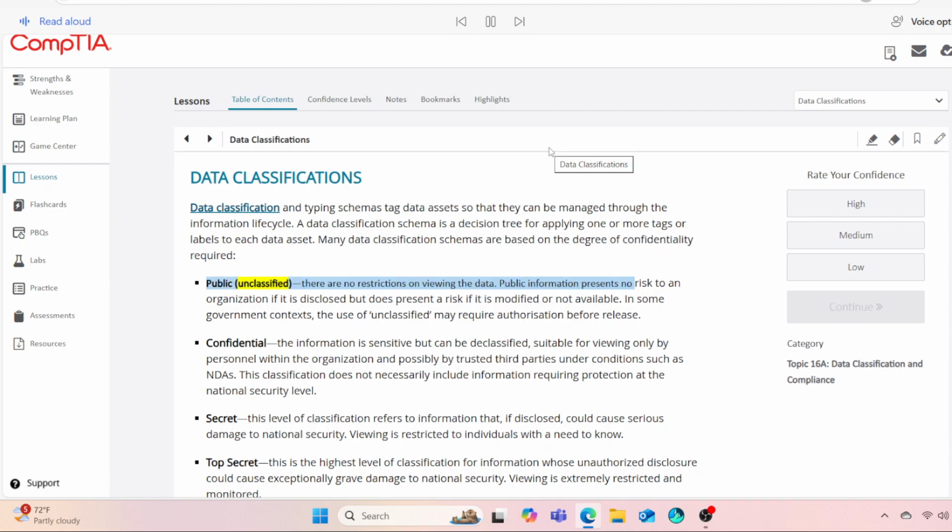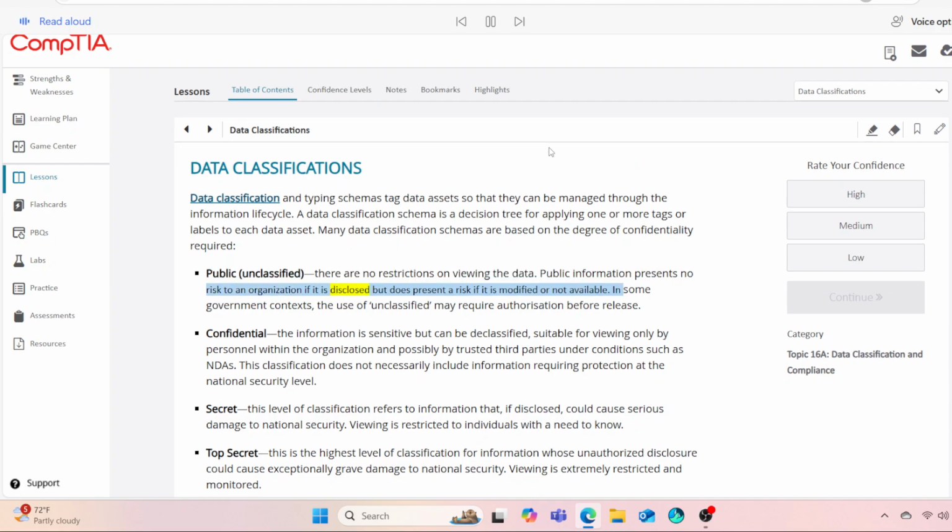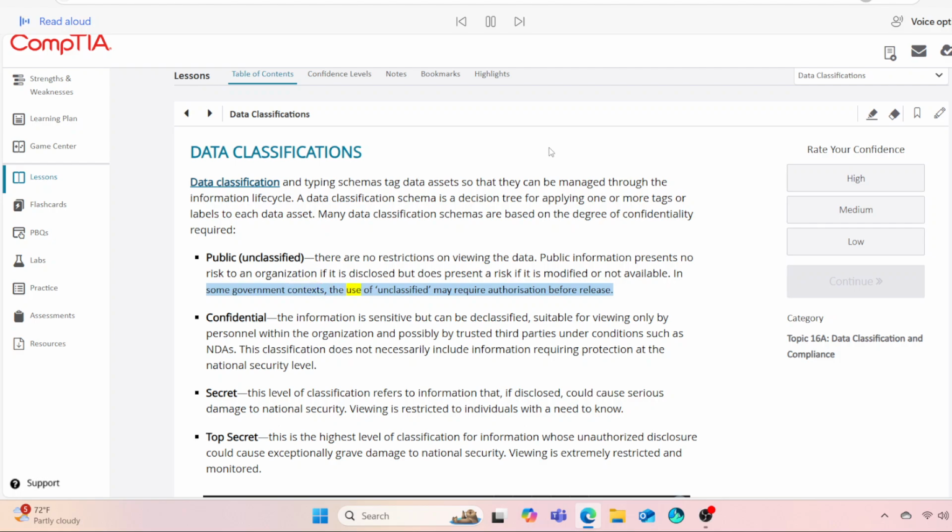Public, unclassified. There are no restrictions on viewing the data. Public information presents no risk to an organization if it is disclosed, but does present a risk if it is modified or not available. In some government contexts, the use of unclassified may require authorization before release.